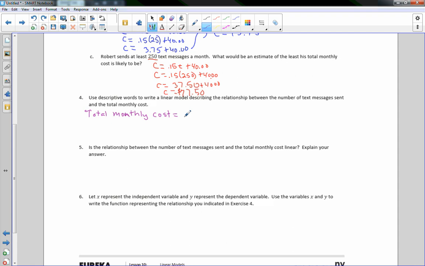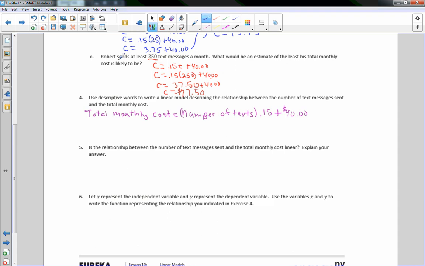equals number of texts times 0.15 plus $40. So all we're doing is changing the variable to a word. So C is total monthly cost and T is number of texts.